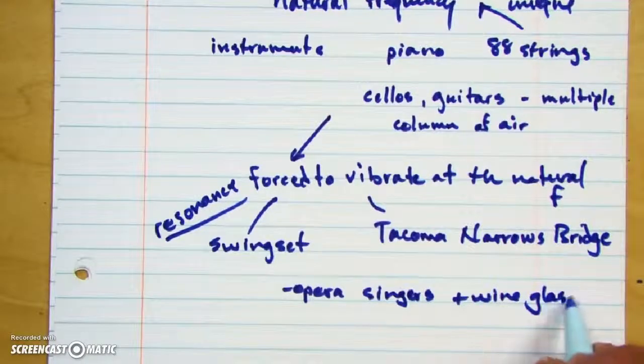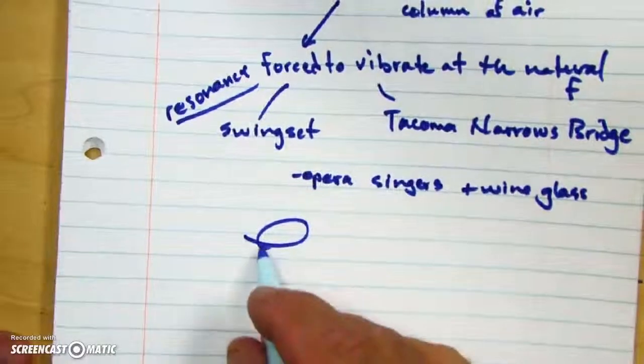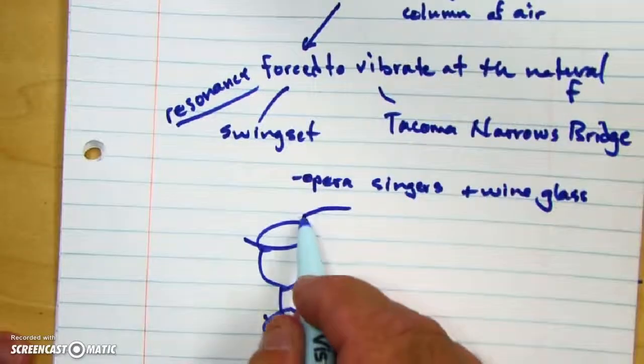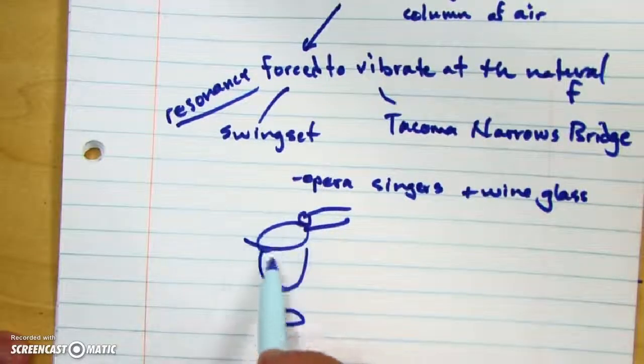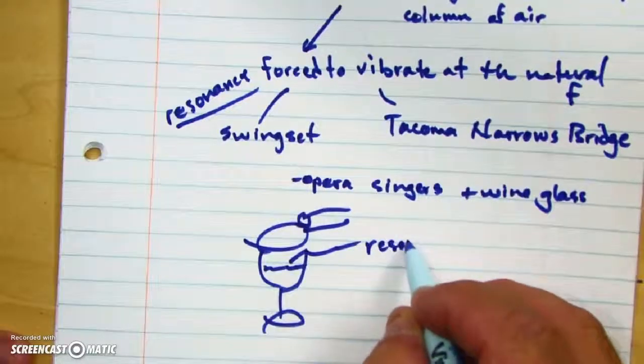Another common way you might do it is to wet your finger and run it around the lip of a wine glass that looks like that. It's got to be a good wine glass. Take and wet your finger, and then rub your finger around the glass in circles, and you will cause a wave in here to resonate.